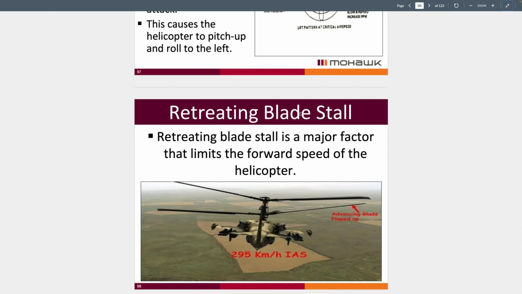Retreating blade stall is a major factor that limits the forward speed of a helicopter. Most helicopters find it very difficult to fly quite as fast as fixed-wing aircraft because of the retreating blade stall that happens as we try to increase the speed of the rotor. We're going to create significantly more dissymmetry of lift, which effectively will have to be compensated by a very high angle of attack, and this causes the blades to stall.